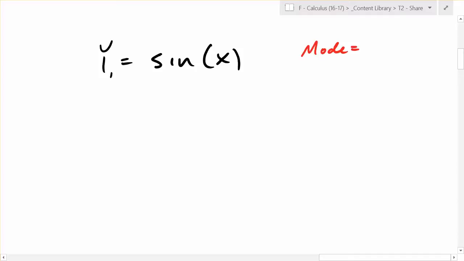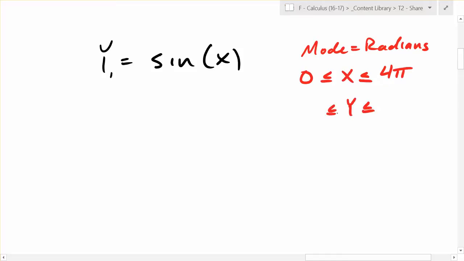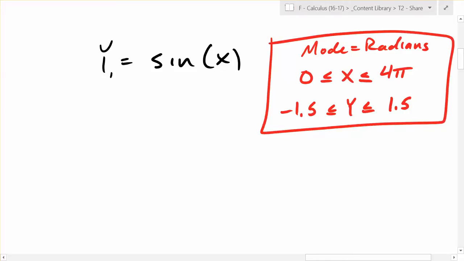Mode equals radians. And then let's set the window. What do you want the x to be between? Let's go from 0 to 4 pi. And let's change the range to go from, how about negative 1.5 all the way to 1.5. Do that for me. Change it to look like that, and then see what it looks like.